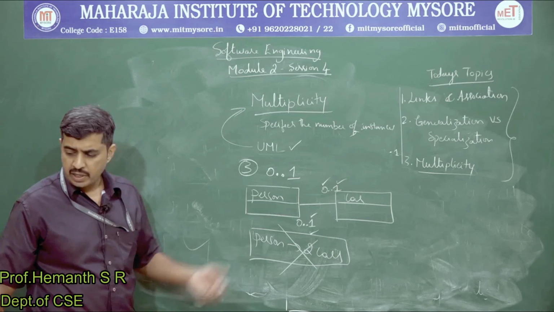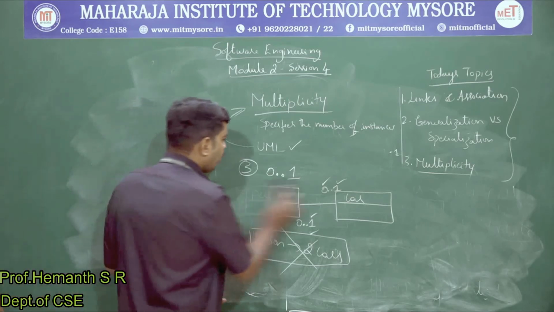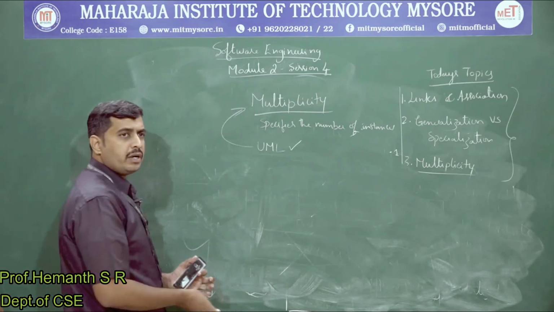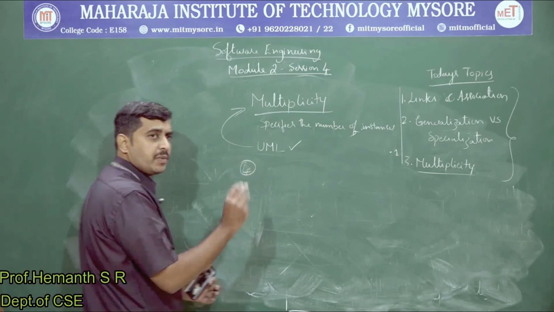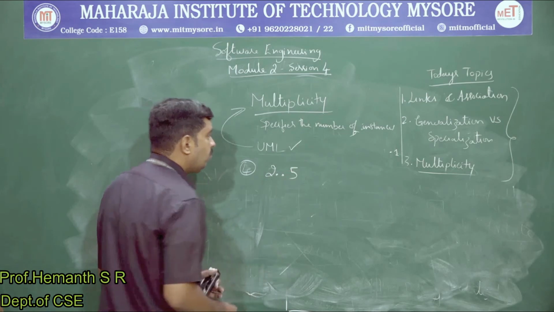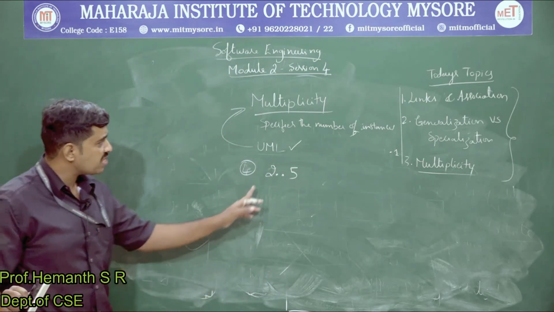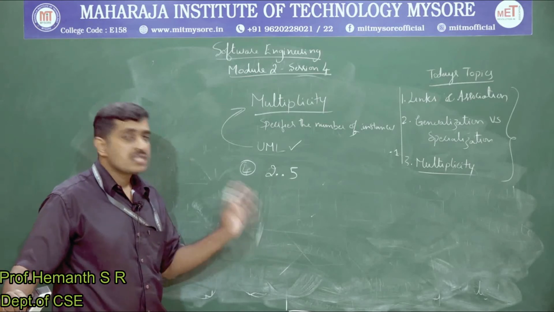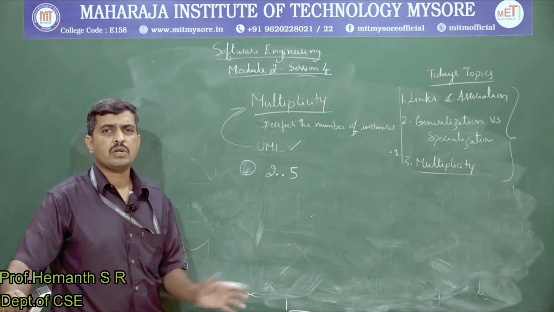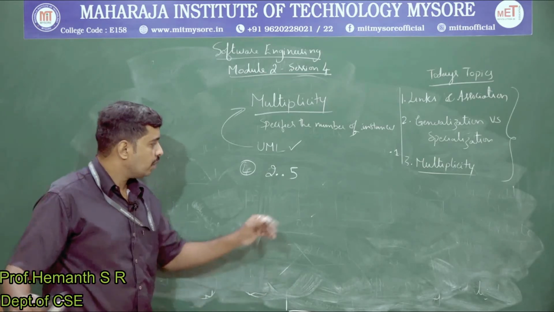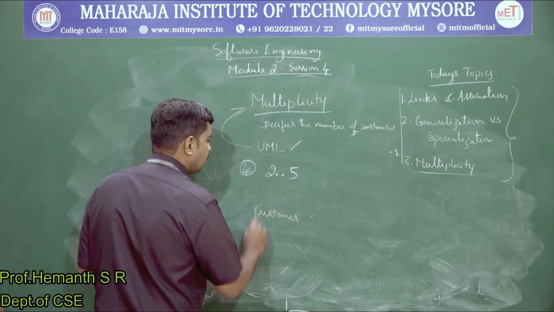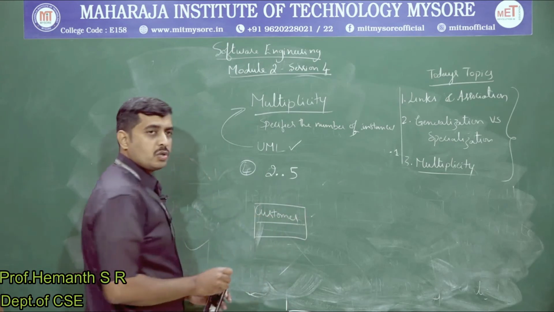I can take one more example with an integer range. For example, I will take a different example. For example, I will have like this: 2, 5. This is also a multiplicity rule specifying the number of instances a class is related to a different class, or an object is related to a different object or a class. I'll give you a specific example here. A customer.